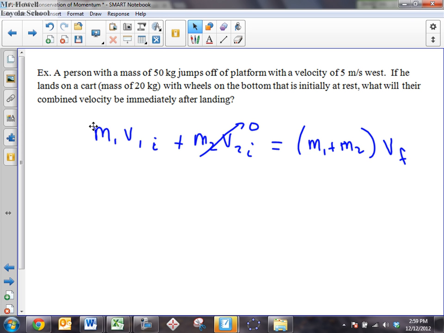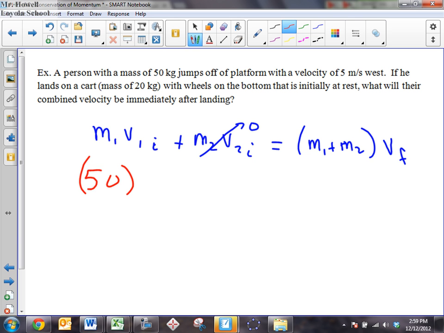Now, we know the mass of the first object is 50. Let's fill in, please. And I rarely fill in. I'm doing this to make it easier. Now look at the velocity, 5 meters per second west. It's negative.